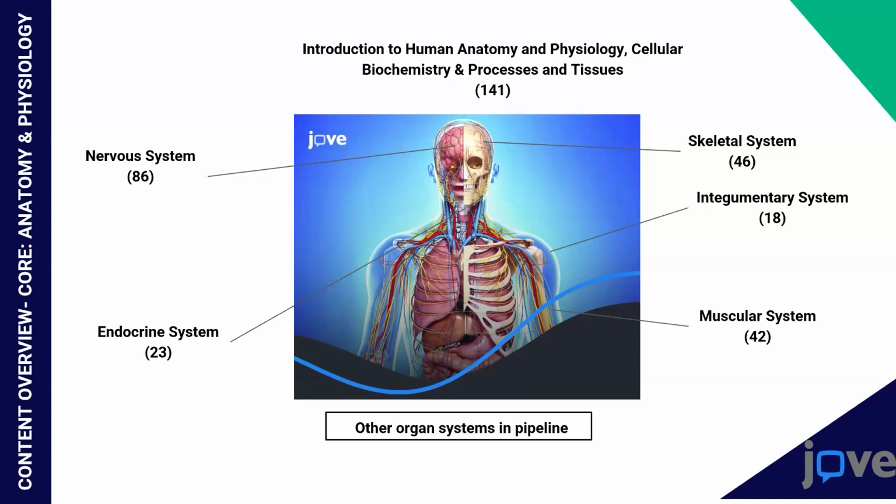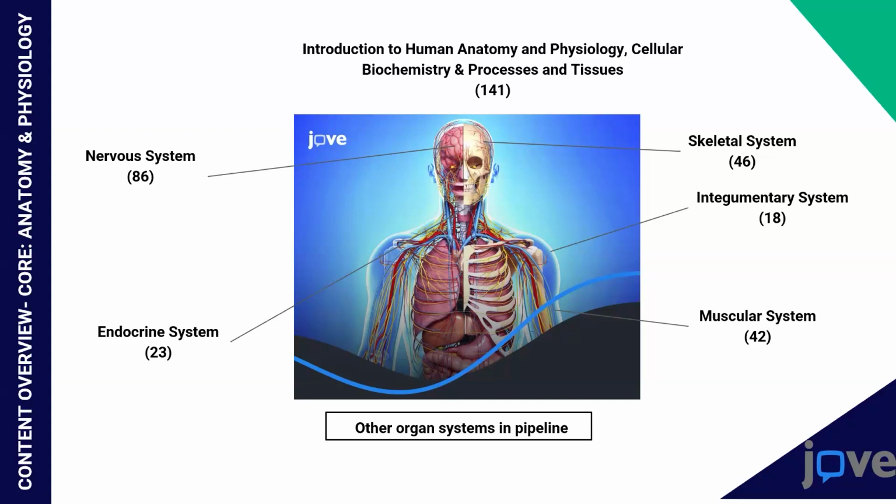The second section deals with the skeletal system and integumentary system. In the skeletal system, we have 46 videos covering structure, anatomy, and functions of the skeletal system. Here it includes the axial skeleton, appendicular skeleton, and the joints. And we also have 18 dedicated videos covering the integumentary system, that is skin and other tissues. We also have a collection of videos on the muscular system, where we have 42 lessons focusing on muscle tissue and the organization and function of the muscular system.